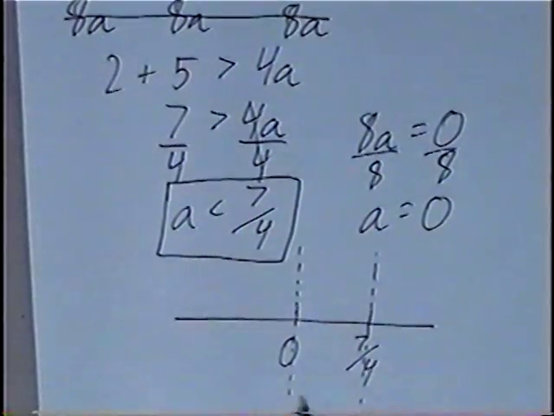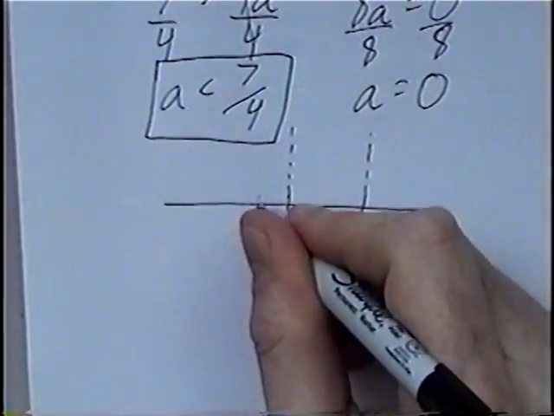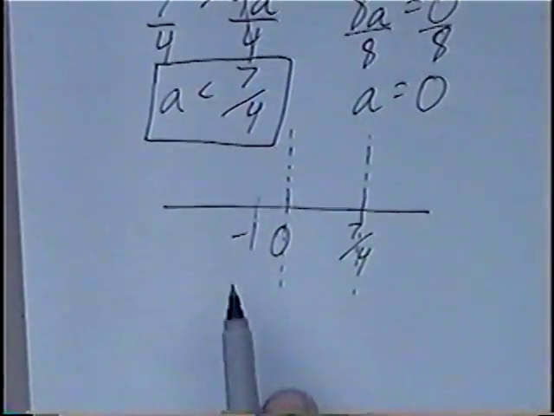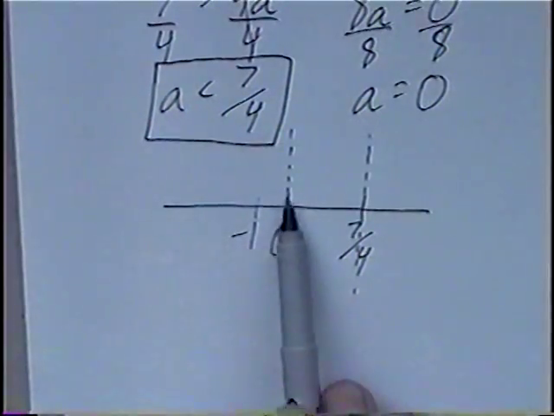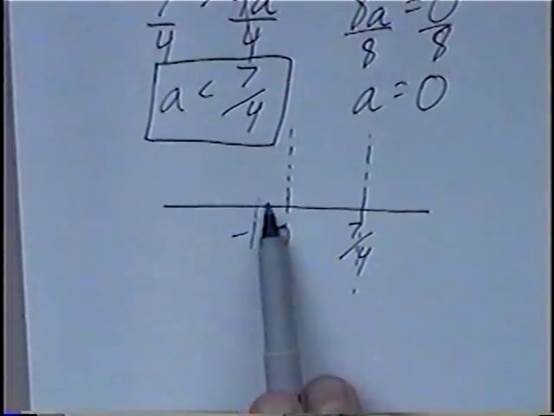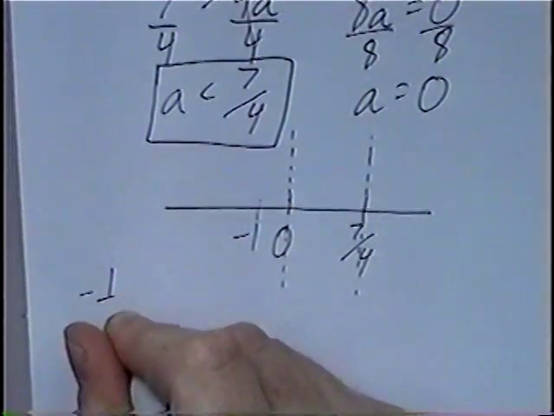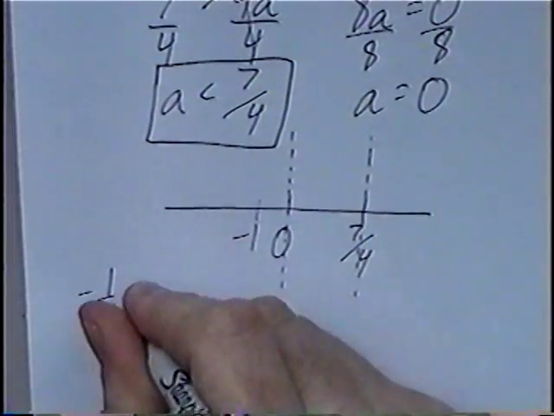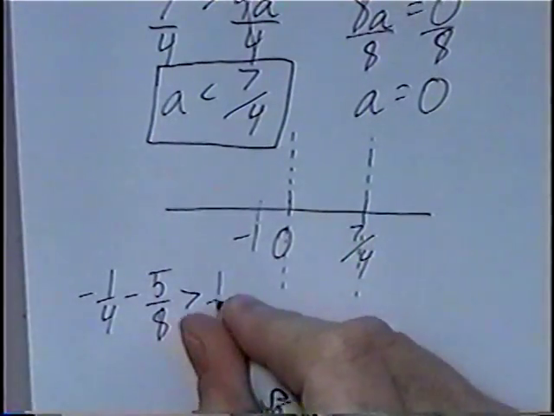For example, looking at the number 0, we can take a number to the left of 0, which would be -1. We'll plug a -1 into the original inequality. If -1 works, that means all the numbers less than 0 will be a solution. If -1 does not work, that means none of the numbers less than 0 will be a solution. The original inequality was 1 over 4a, or if we multiply by -1, that would be -1/4, plus 5 over 8a, but if we multiply by -1, that would be -5 over 8, is greater than 1/2.